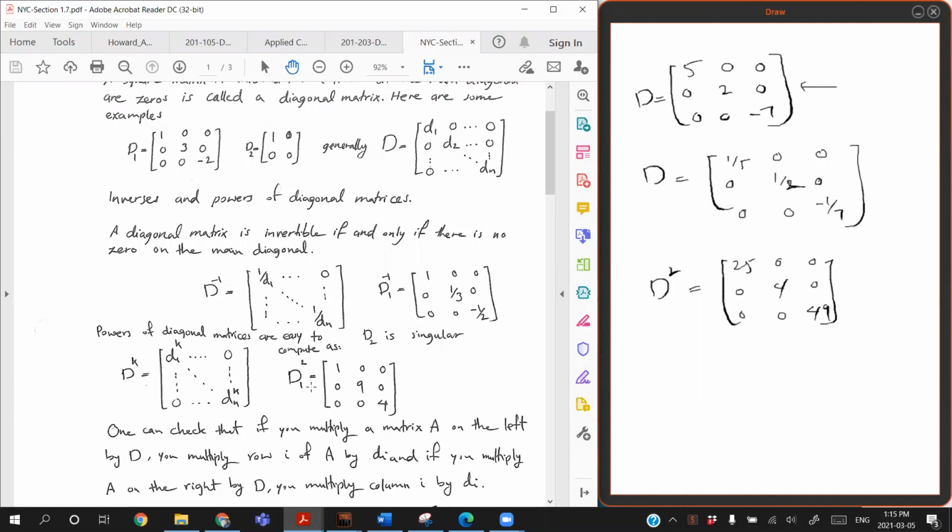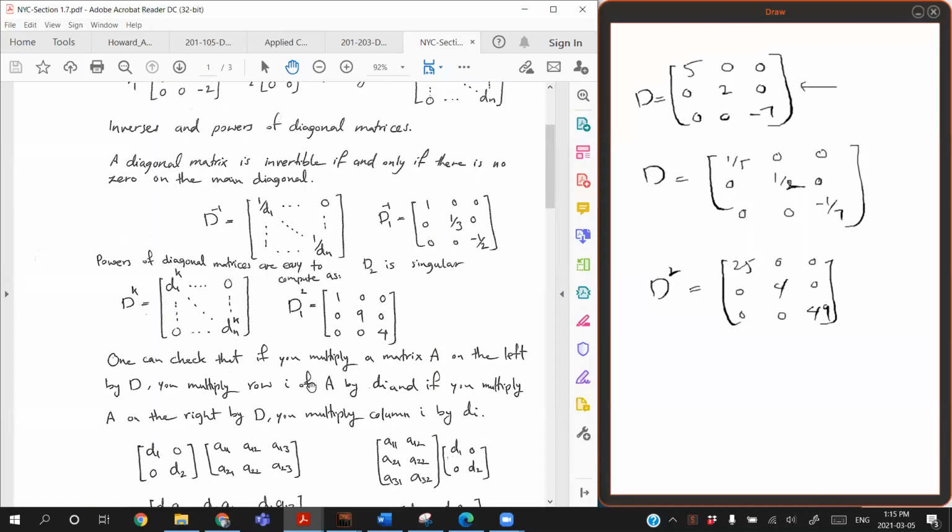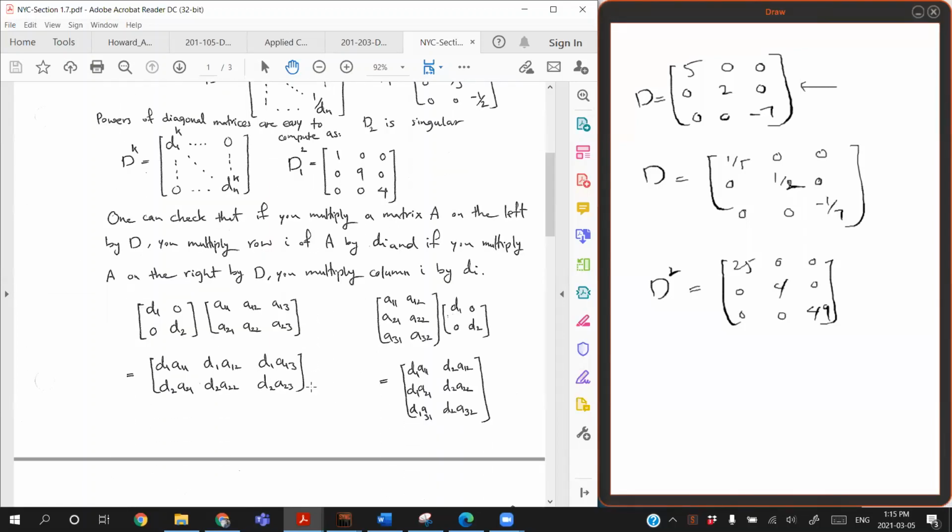Raised to the power of 3, same story. Just raise those entries on the main diagonal to the power of 3 or 4 or 5 or whatever power. Another special thing about diagonal matrices is that it's very easy to multiply diagonal matrices by other matrices on the left or on the right.